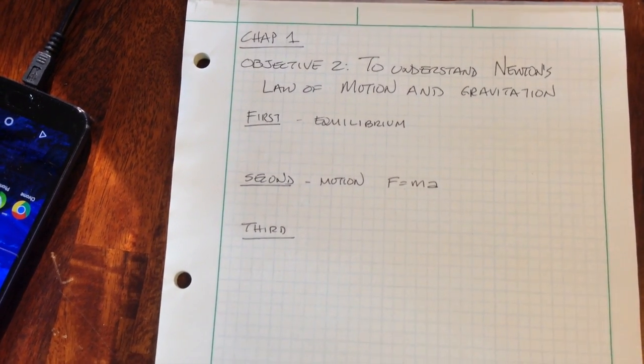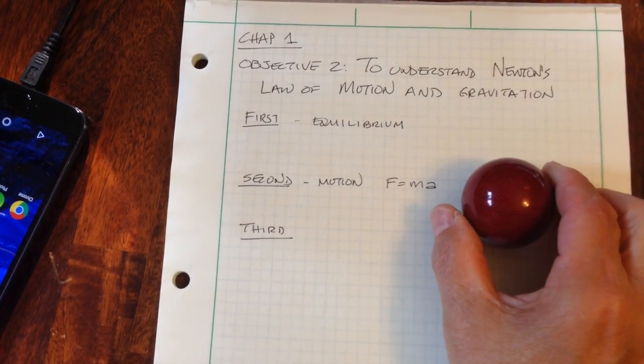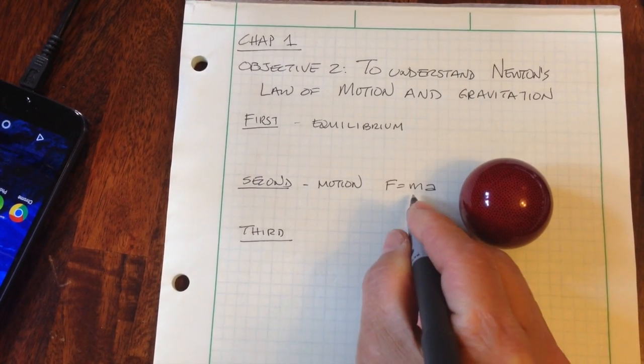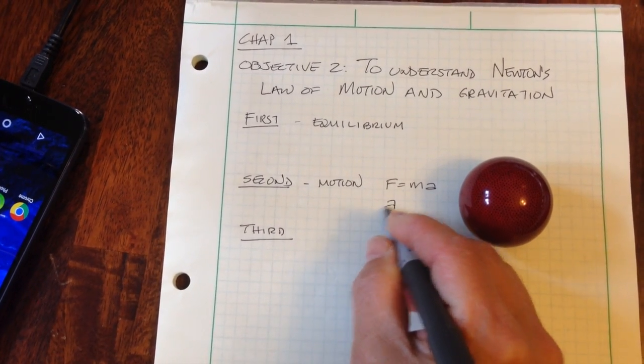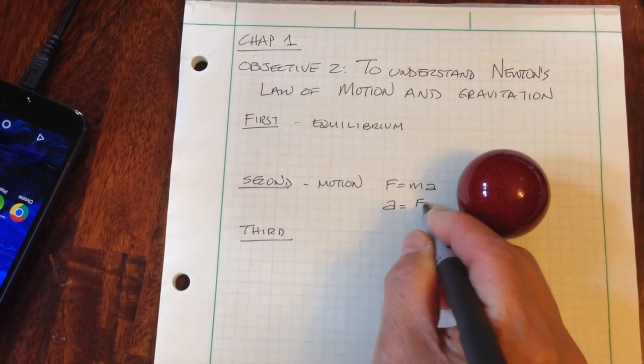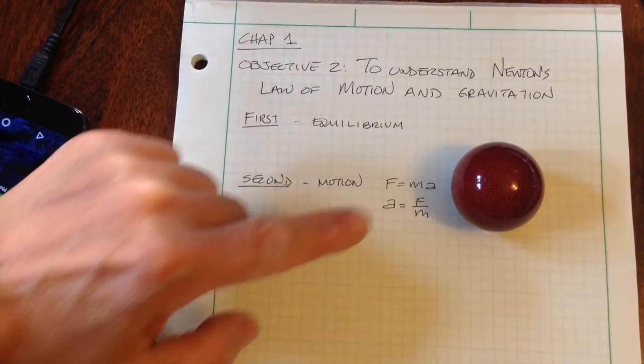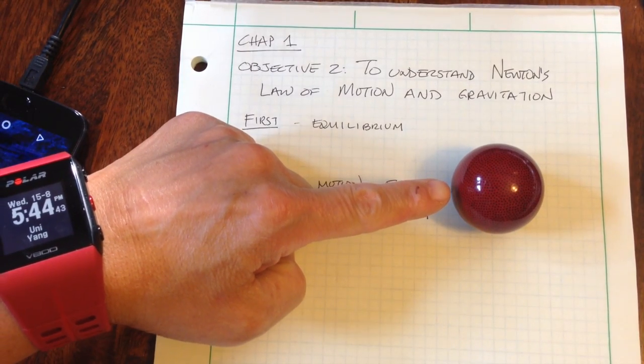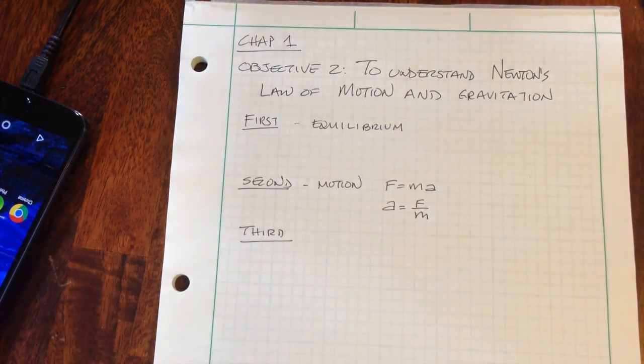So for example, I have my mass here, so I can rearrange this equation and I can say acceleration is force over mass, such that if I apply a certain force to this ball, it will achieve a certain acceleration.